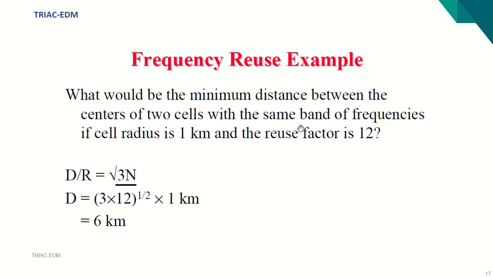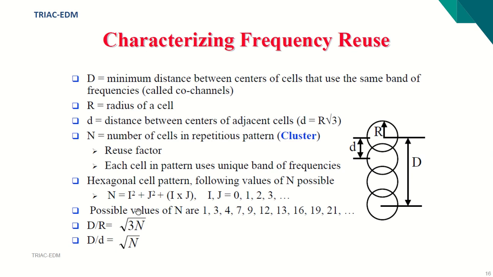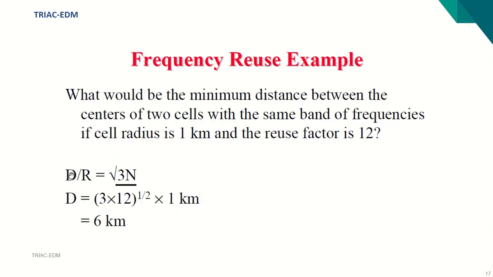Then what would be the minimum distance between centers of two cells with the same band of frequencies? If the cell radius is 1 km and the reuse factor is 12, then we just put it into the equation. D over R will be the square root of 3n, so 3 multiplied by 12, take the square root, multiplied by 1 km, that would be 6 km. So as a result, the minimum distance between the centers of two cells with the same band of frequencies will be 6 km.